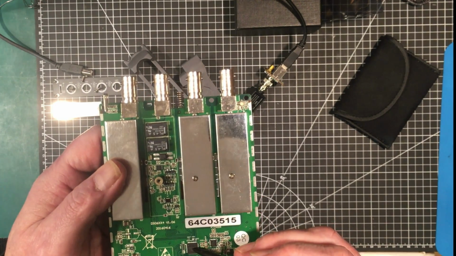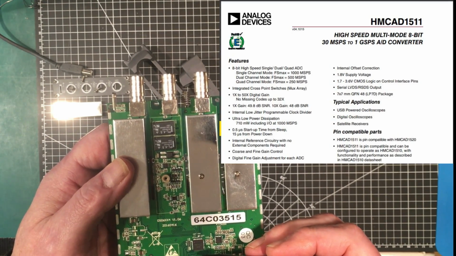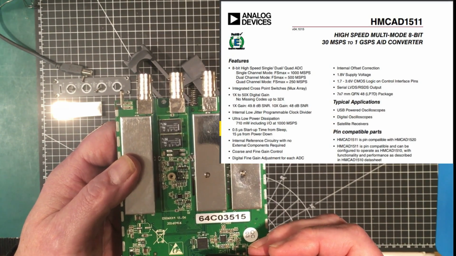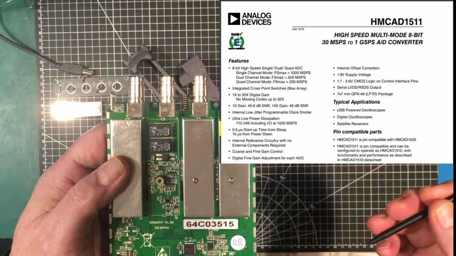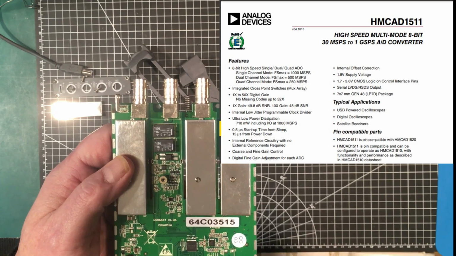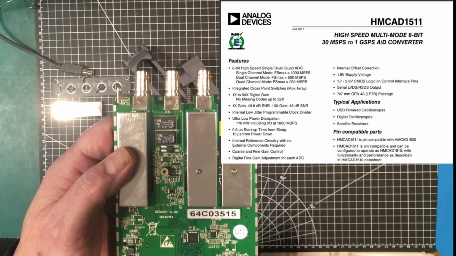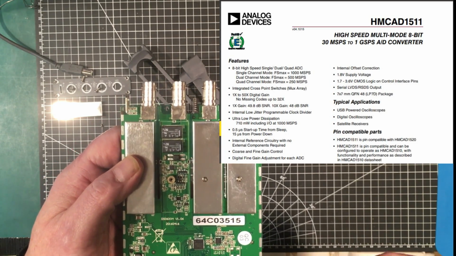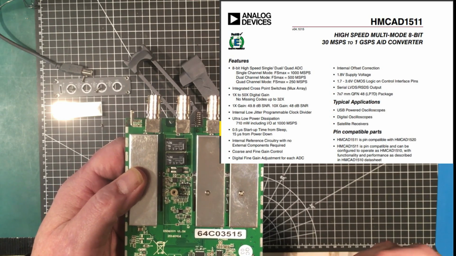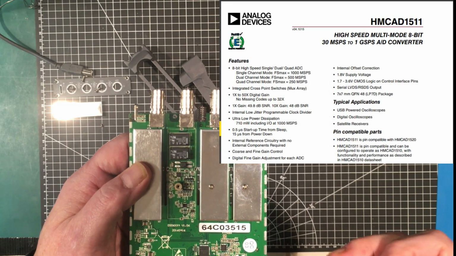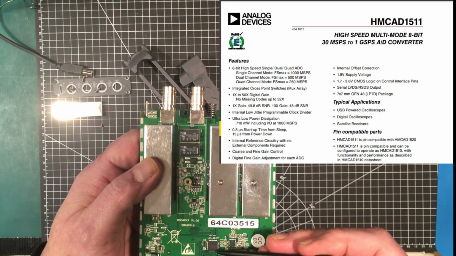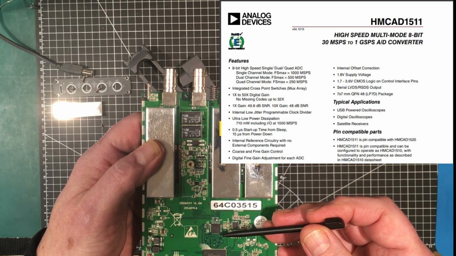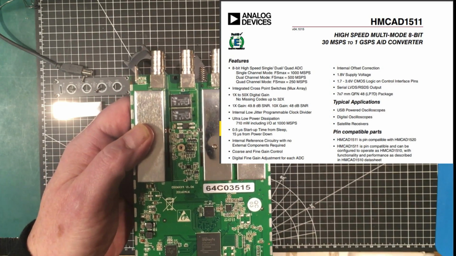Okay, this device here is an Analog Devices HMCAD1511. It's a high-speed multi-mode 8-bit, 30 megasamples per second to 1 gigasample per second AD converter. In single-channel mode, it's 1 gigasample per second. In two-channel mode, it's 500 megasamples per second. And in four-channel mode, 250 megasamples per second.